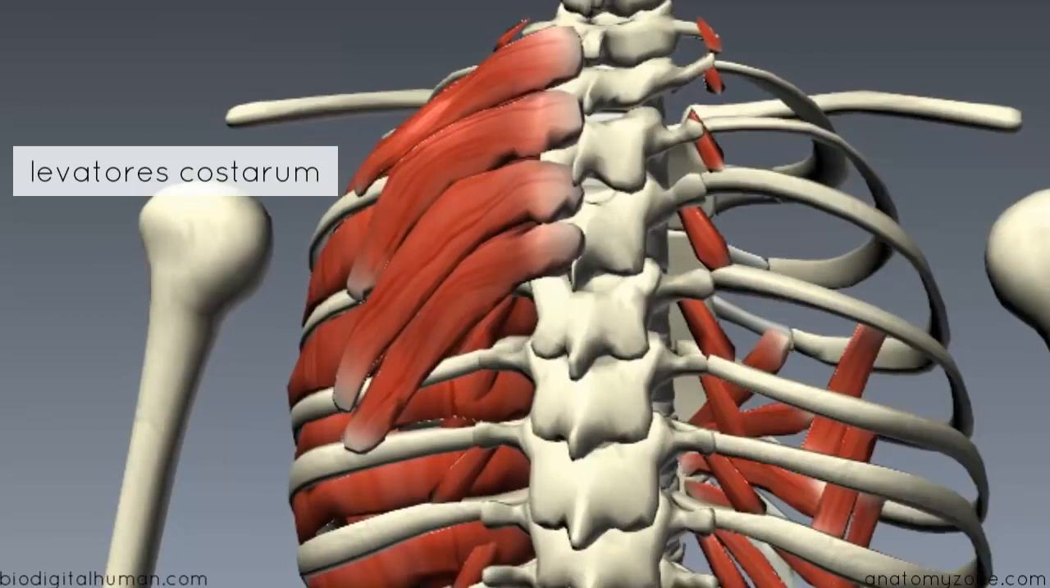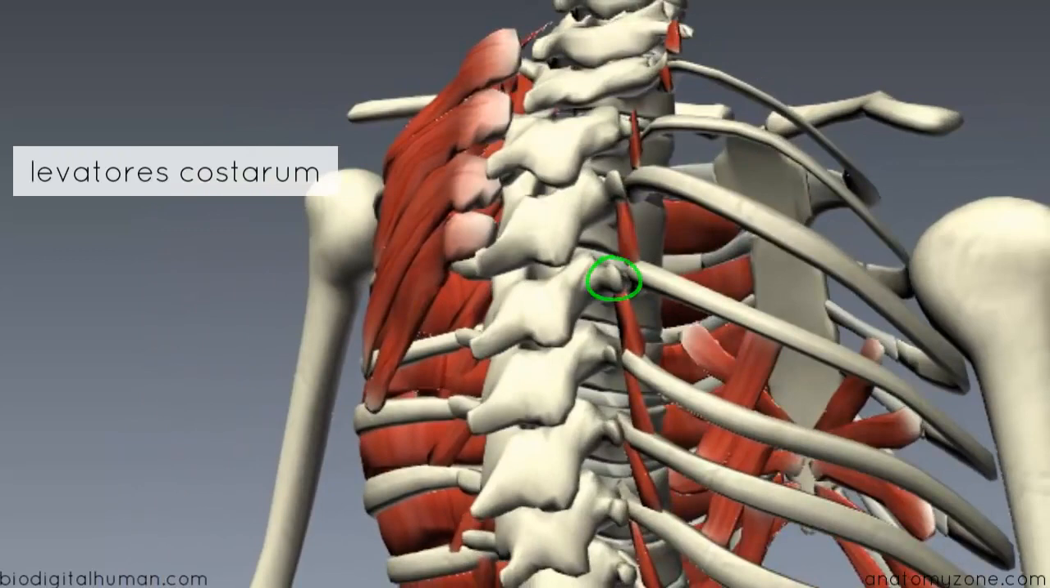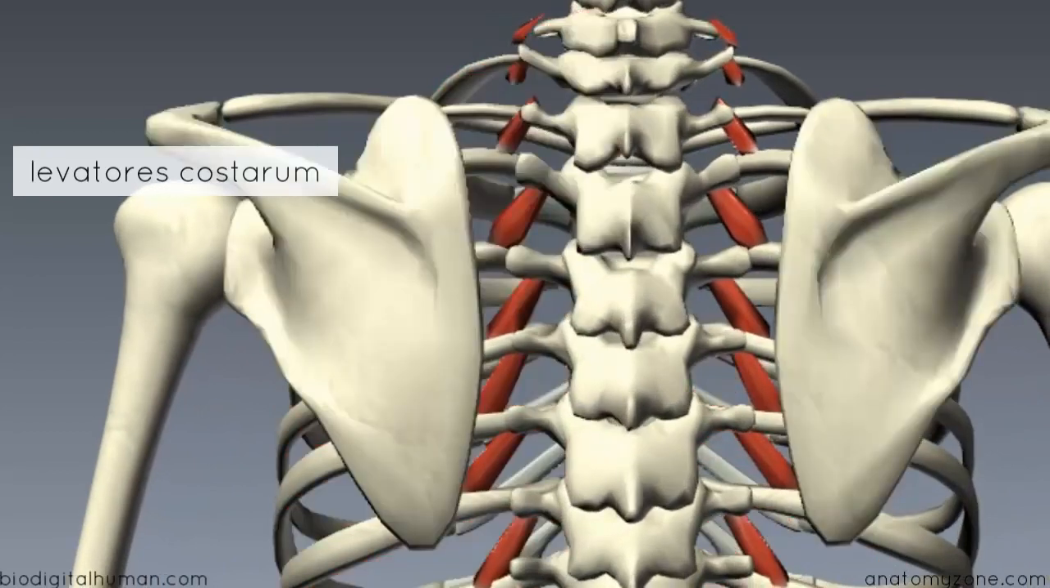So for instance, the transverse process of the 4th thoracic vertebra attaches to the 5th rib, so the transverse process of T4 attaches to rib 5. So you've got these on either side. So I've just isolated the levatores costarum muscle on the skeleton, and you can see the 12 small muscles. So these muscles function to assist in elevation of the thoracic rib cage.